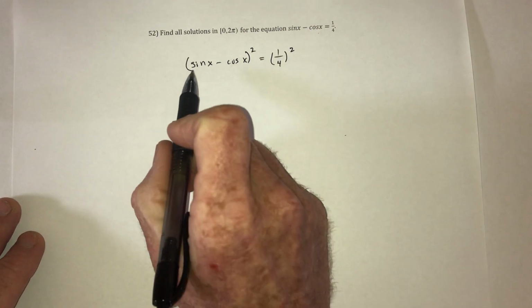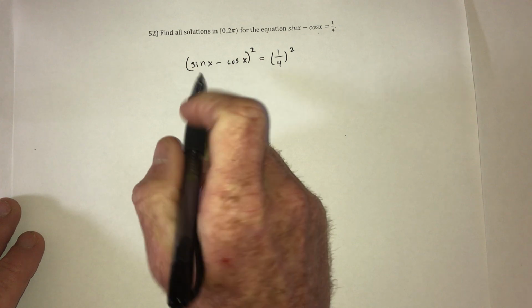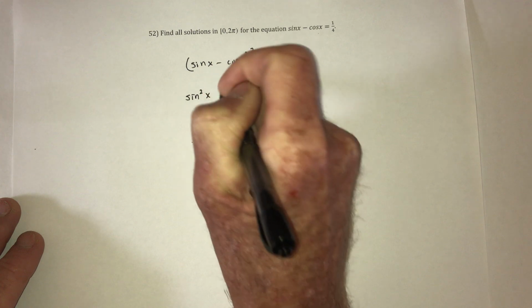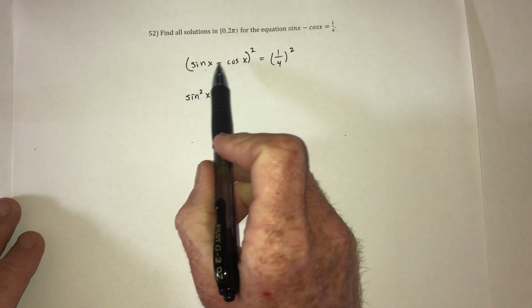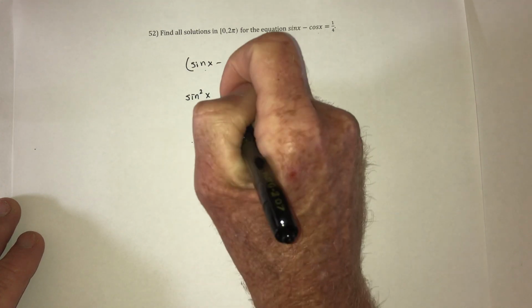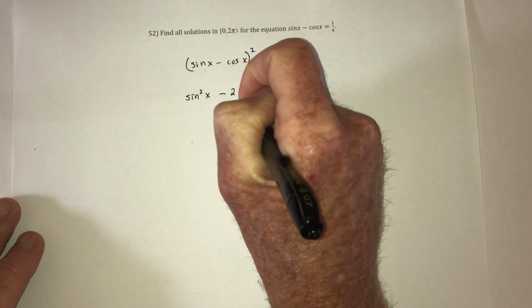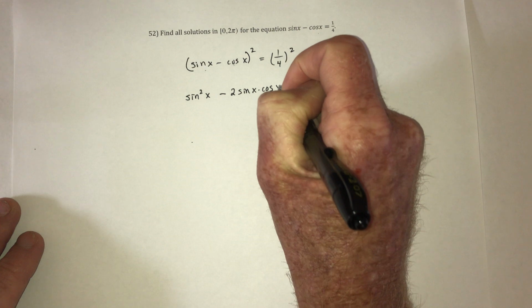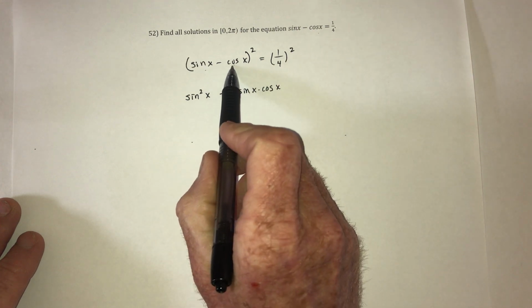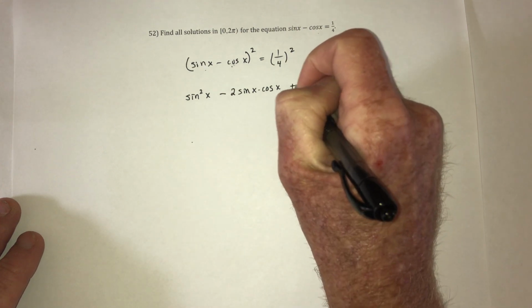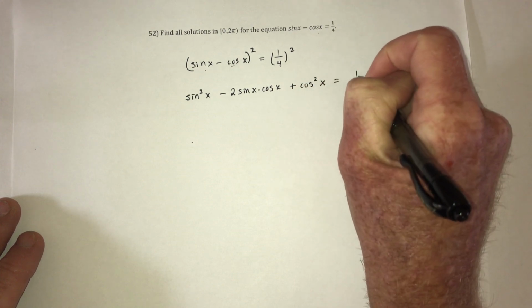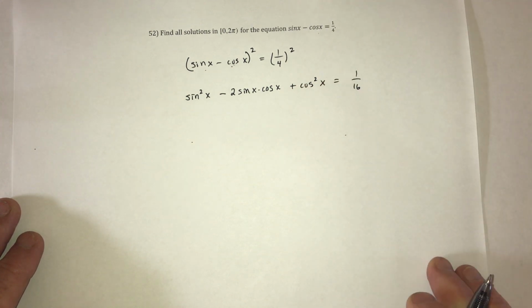So on the left side, when you square the binomial, there's going to be sine squared. For the middle term, you multiply these two and double the result. So that's going to be minus 2 times sine of x times cosine of x. And then square this negative cosine, which will be a positive cosine squared. And on the right side, it equals 1/16.